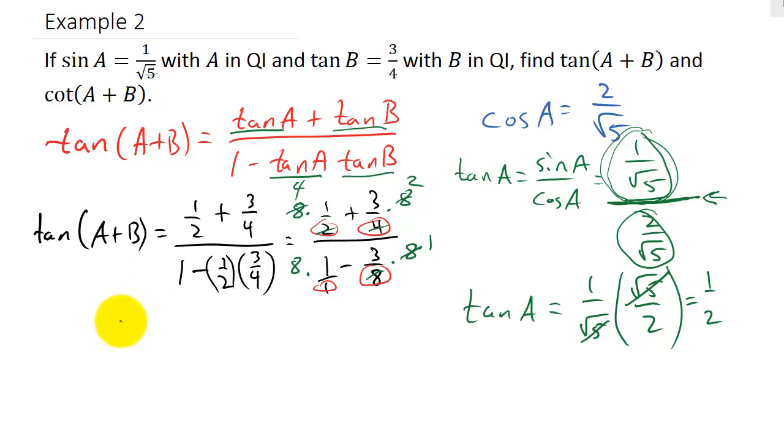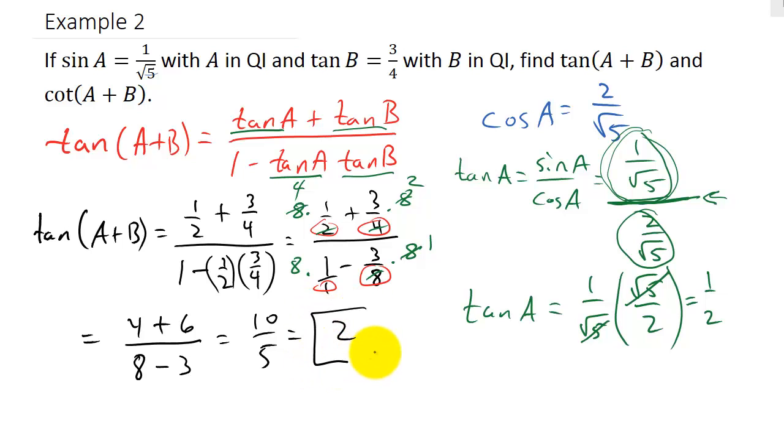So I'm left with, let's see, 4 times 1 is 4, plus 2 times 3 is 6, over 8, minus 3 times 1, which is 3. So that leaves me with 10 over 5, which is 2. And there's my answer for tangent A plus B.